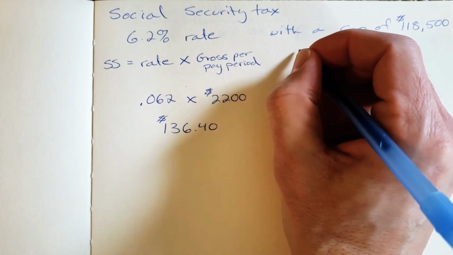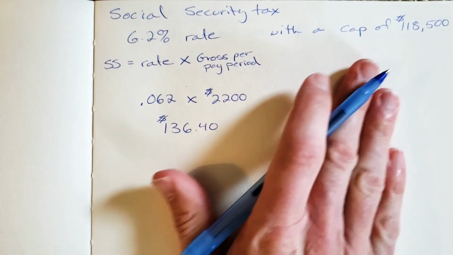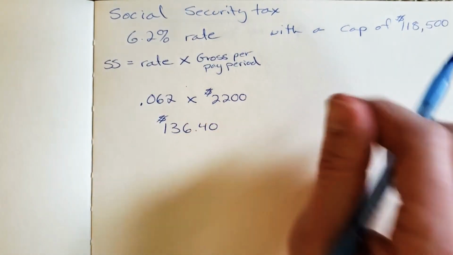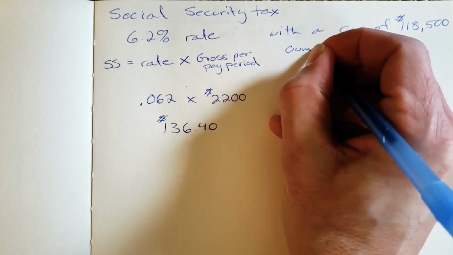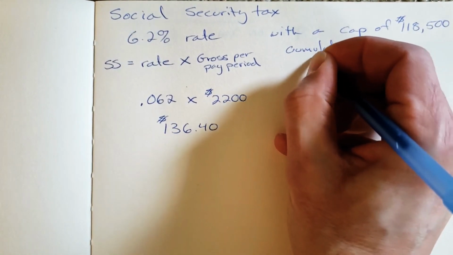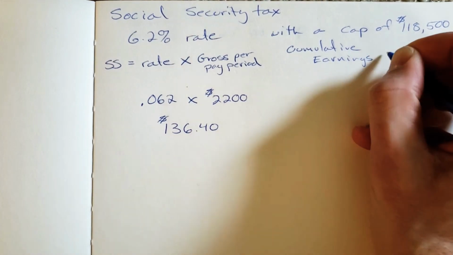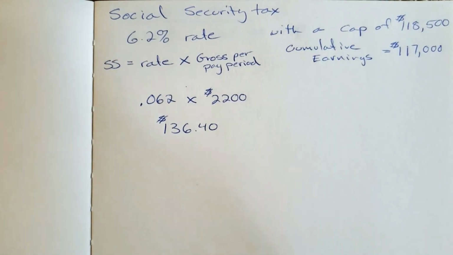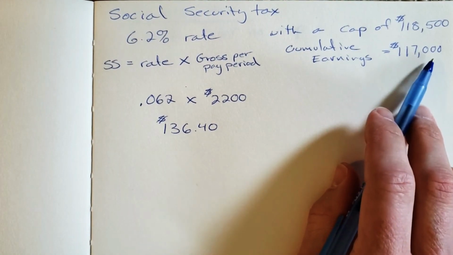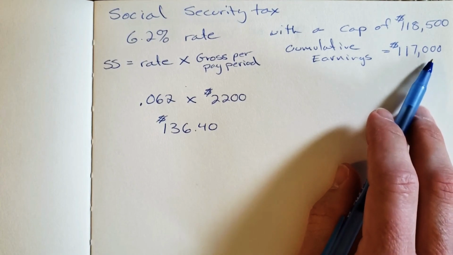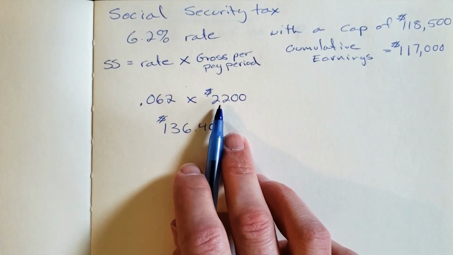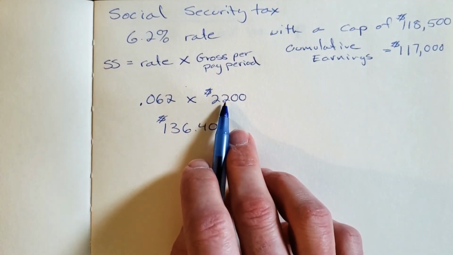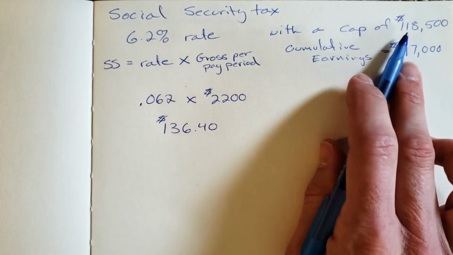Now if the cumulative earnings are not anywhere close to this number, you don't have to worry about it. Everything gets taxed. But if it says that the cumulative earnings are, let's say in this case, $117,000, that means up to this pay period, this person has earned $117,000. That means that let's say they're going to get paid $2,200 again. Of that $2,200, only part of it is taxed, because $2,200 plus $117,000 is going to put you over that cap.